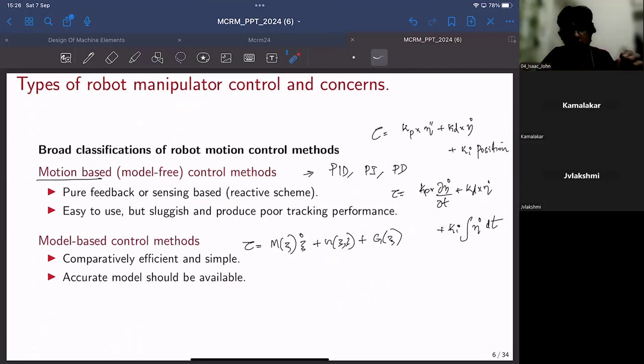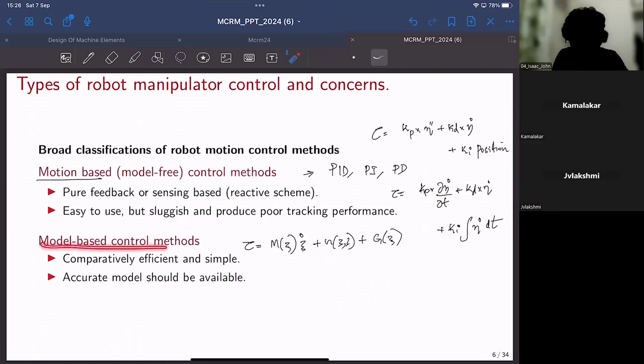It gets more sluggish moving in a direction where it has more inertia, and it can be faster or more jerky in a direction where it has lesser inertia. So we cannot exploit these terms. If you know that it has lower inertia along one direction, we cannot use that to our advantage. So in that regard, it is sluggish, and it also produces poor tracking performance because of the lack of model parameters in the control model.